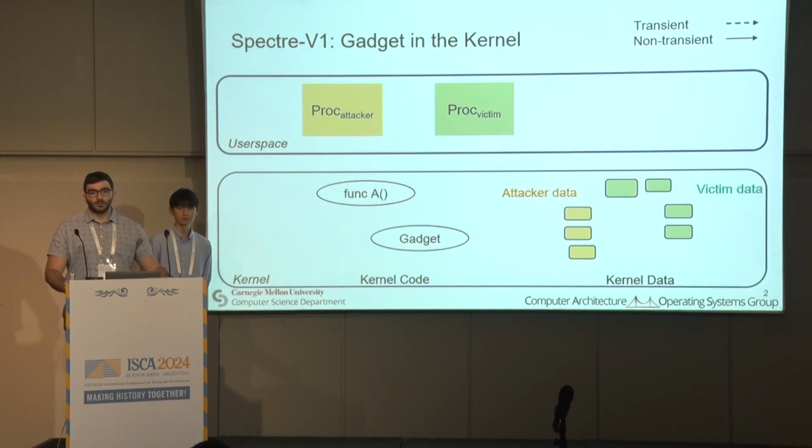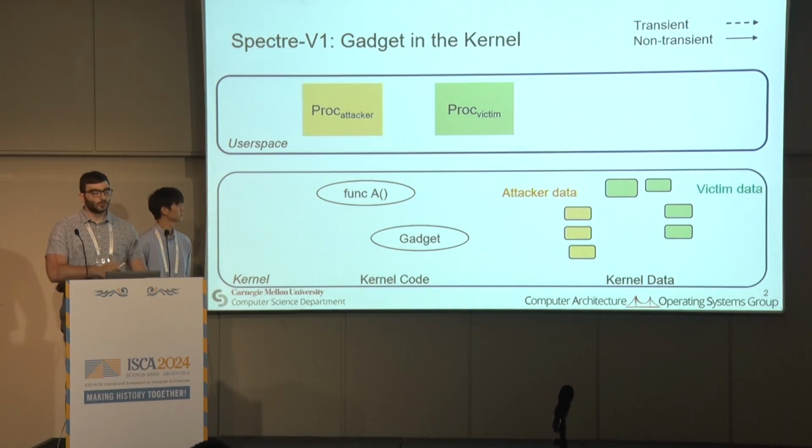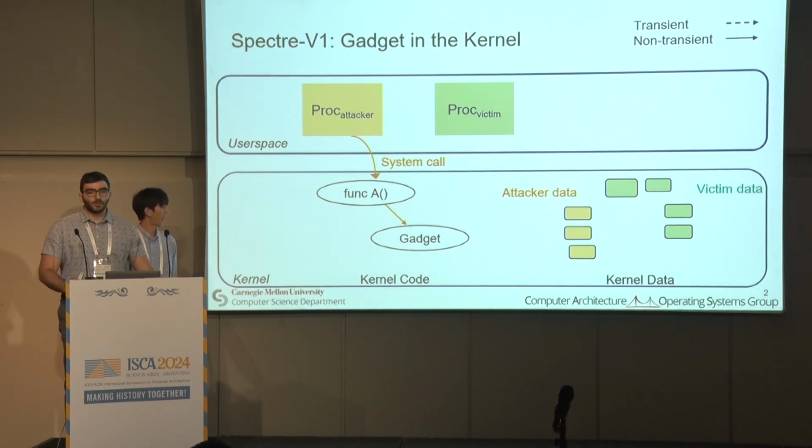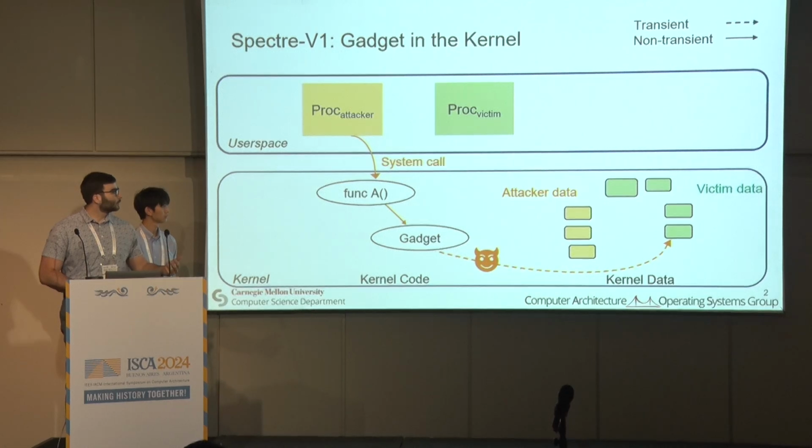So what happens if you have such a gadget in the kernel instead? Well, we have an attacker process and a victim process. In this case, the attacker process is going to make a malicious input through a syscall, in this case in the function A. And because of this, we're going to speculatively reach some gadget in the kernel. This gadget is then able to leak any memory inside the kernel, including the victim's data. Now, through another side channel, we're able to learn something about this victim's secrets.